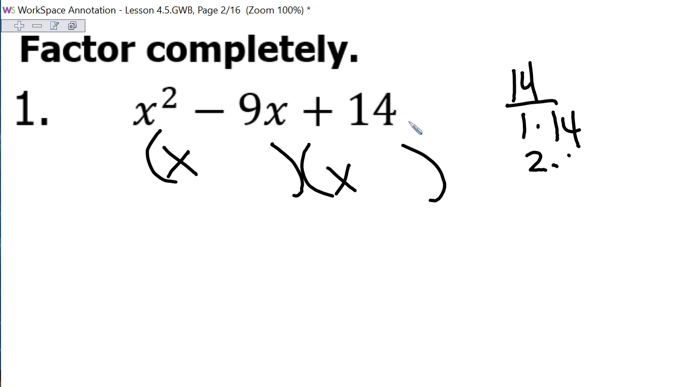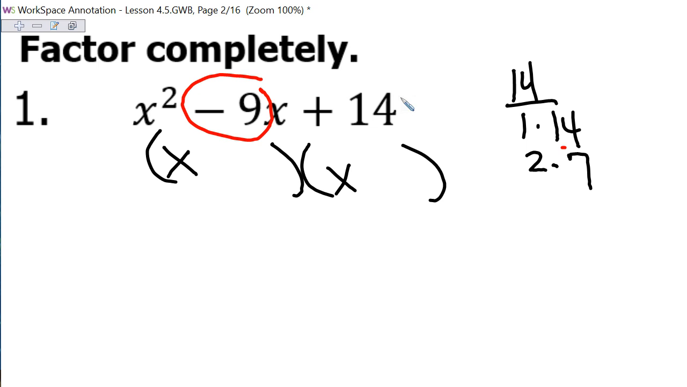I want them to add up to the coefficient of the middle term. And the middle term we have what? -9. So looking at my list of factors, which pair even adds to 9? 7 and 2. Yeah, the 2 and 7. But right now they add up to positive 9.